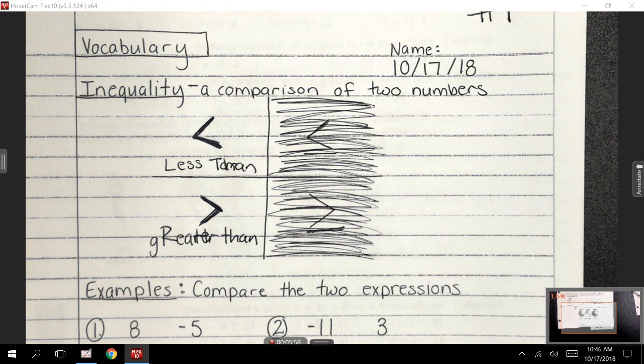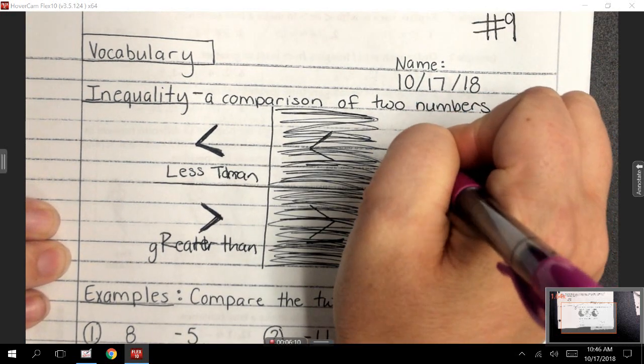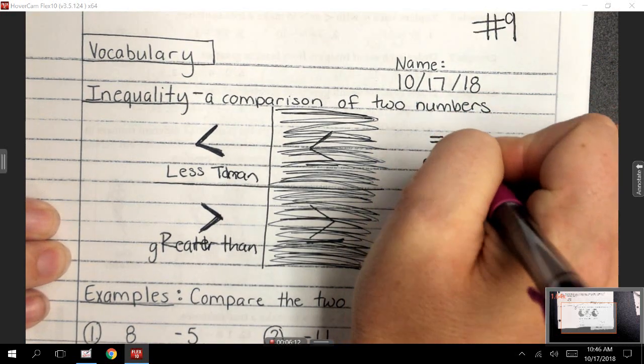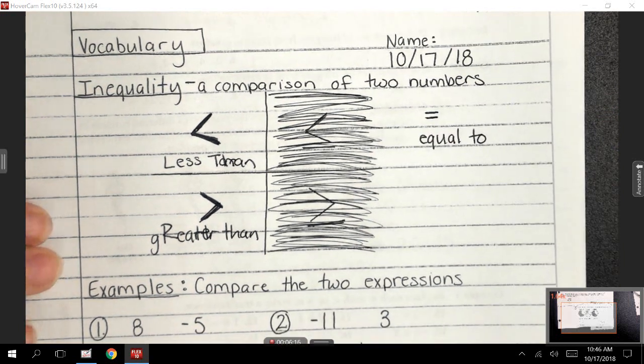It's really important, guys, that we can tell which one is which. All right. If it's not less than and it's not greater than, what's my only other option? Equal to. So I am going to also include that. An equal sign would mean equal to. All right.